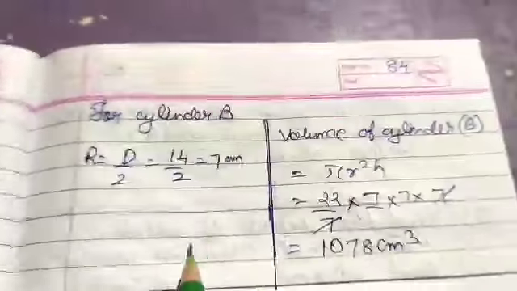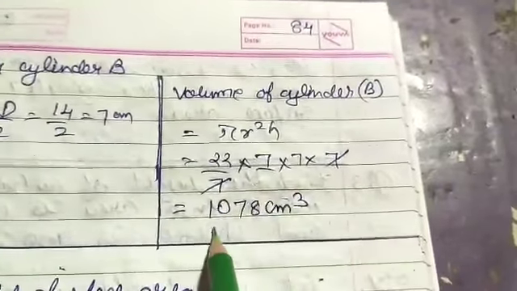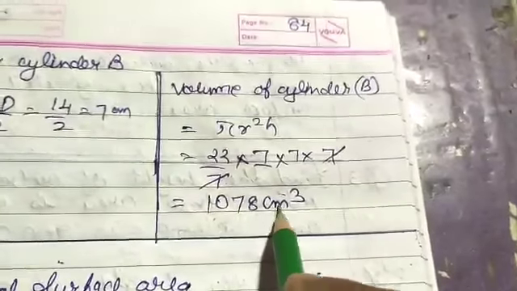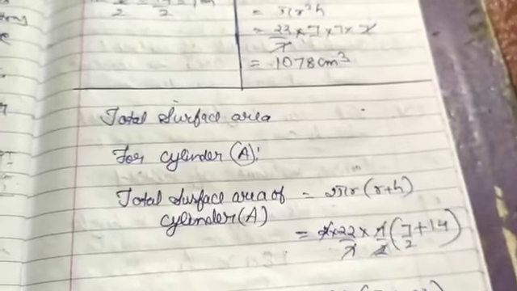We just found the radius is 7. So 7 into 7, and the height is 7. See here the height is 7. So 7 will get cancelled. After multiplication we will get 1078 centimeter cube. The volume should always be in cube unit.